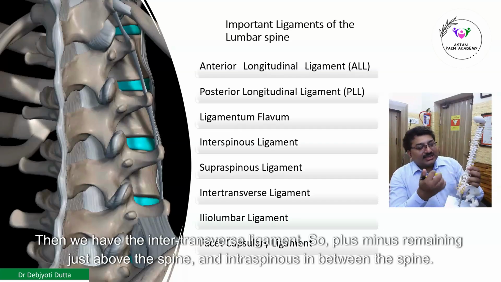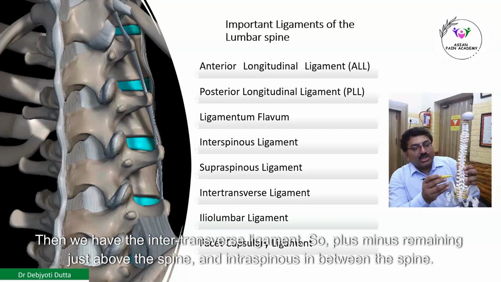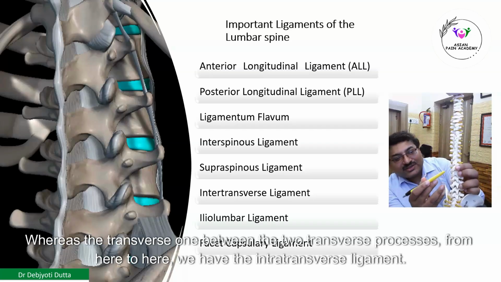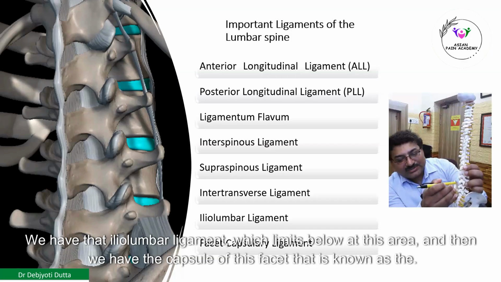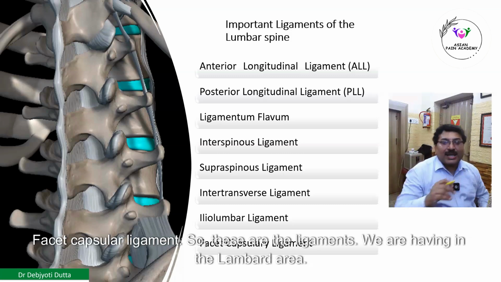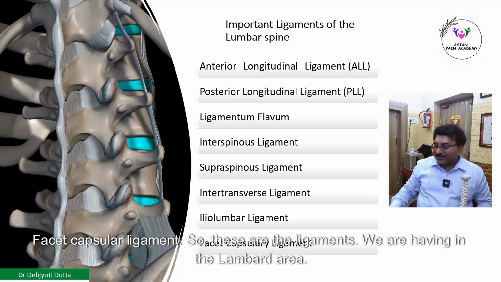Then we have the intertransverse ligament. Supraspinous remains just above the spine and interspinous in between the spines, whereas the intertransverse is between two transverse processes, from here to here. We have the iliolumbar ligament, which remains below at this area, and then we have the capsule of this facet, known as the facet capsular ligament. So these are the ligaments we have in the lumbar area.